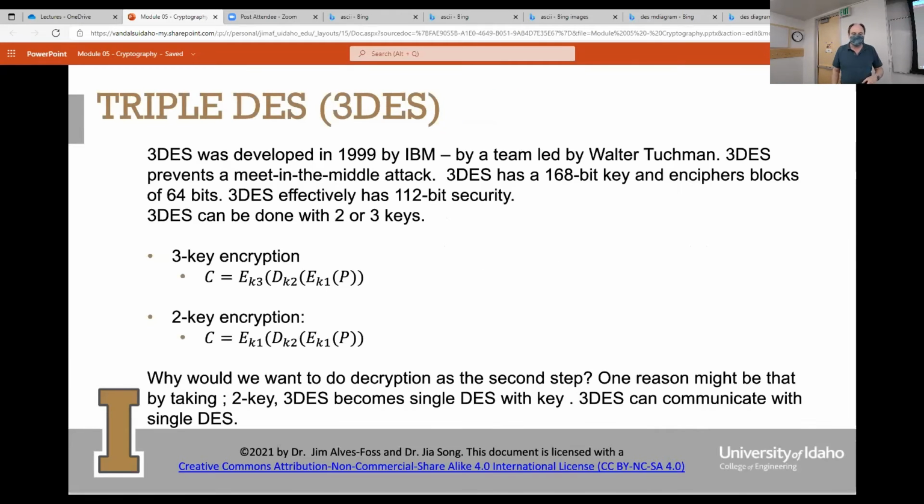All right. So triple DES came out. IBM also helped invent DES in the 1970s. Triple DES was developed by a team led by Walter Tuchman. It prevents the meet in the middle attack. It has a 168-bit key. So I was wrong, it actually uses all 3 keys.